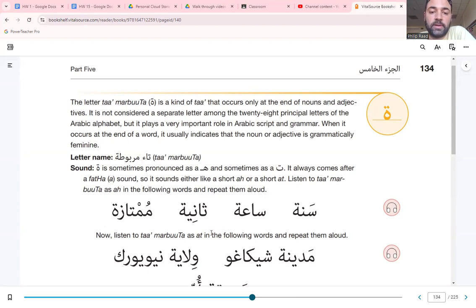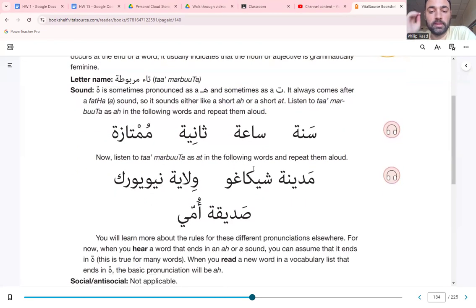Ta marbuta is sometimes pronounced as a ha and sometimes as a ta. It always comes after a fatha sound, so it sounds either like a short a or a short at. So I will read these words, and you will listen to how the ta marbuta sounds in each word. The first word is sana. The second word is sa'a. The third word is thaniya. And the last word is mumtaza.